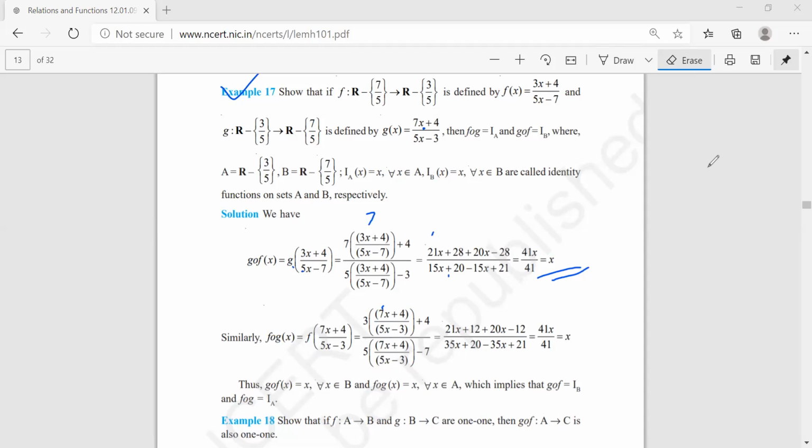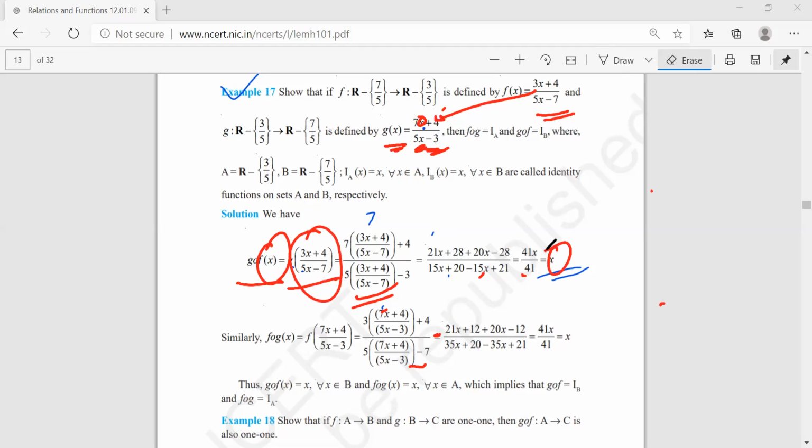So guys, first thing is g of f of x. But what is my f of x value? In the question it is given as 3x plus 4 by 5x minus 7. Correct? So that I would write as g of f of x. But what is my g of x value? 7x plus 4 by 5x minus 3. So in place of this x, I have to put this value. So it will become 7 into 3x plus 4 by 5x minus 7 plus 4, divided by 5 into, in place of x, I'd write this value 3x plus 4 by 5x minus 7. Then I'll get x as the answer.